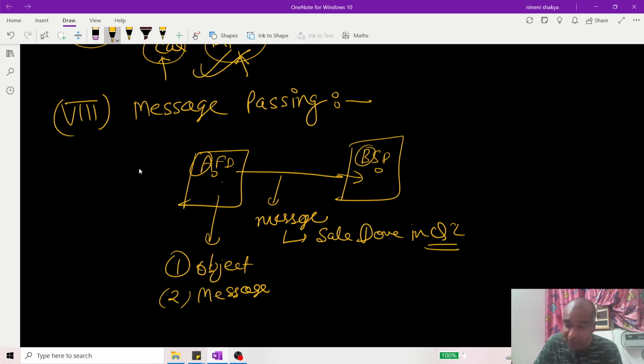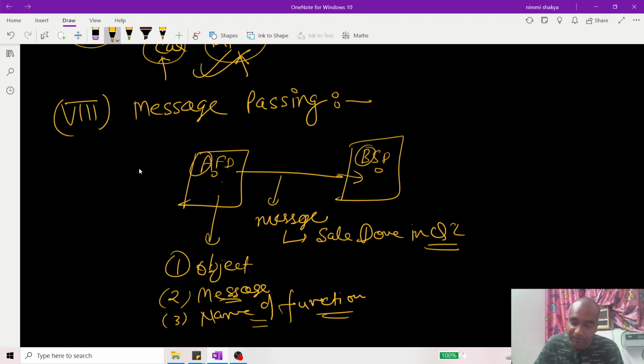There will be a function inside this class for the sales department which will give back the information based on the message, based on the request. The second thing is the message, and the third thing is the name of the function. The name of the function means what functionality you are expecting from the second object. So the message is like, I need this. At the same time, you need to pass the name of the function.